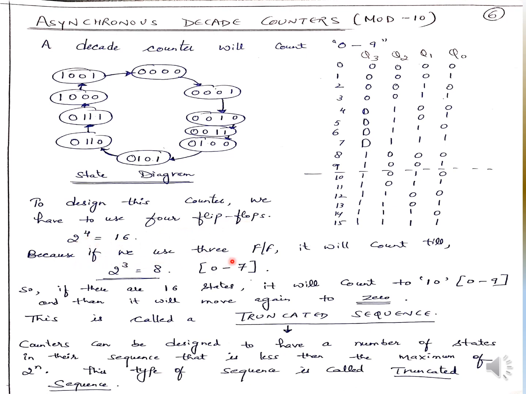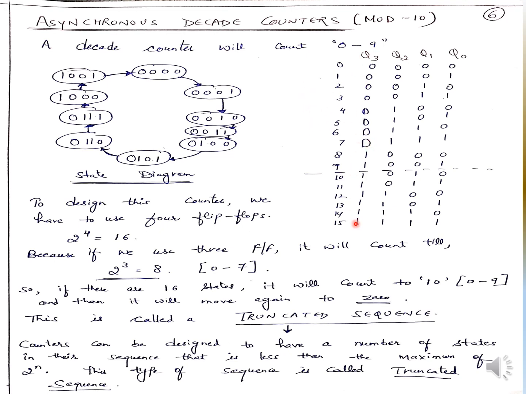2 raised to the power 4 equals 16, because if we use 3 flip-flops, it will count only 0 to 7. So with 16 states, it will count to 10 and then move again to 0. This is called a truncated sequence. Now I will explain what this truncated sequence is. If we are using 4 flip-flops, it will count 16 states. So I have written here all the 16 states.